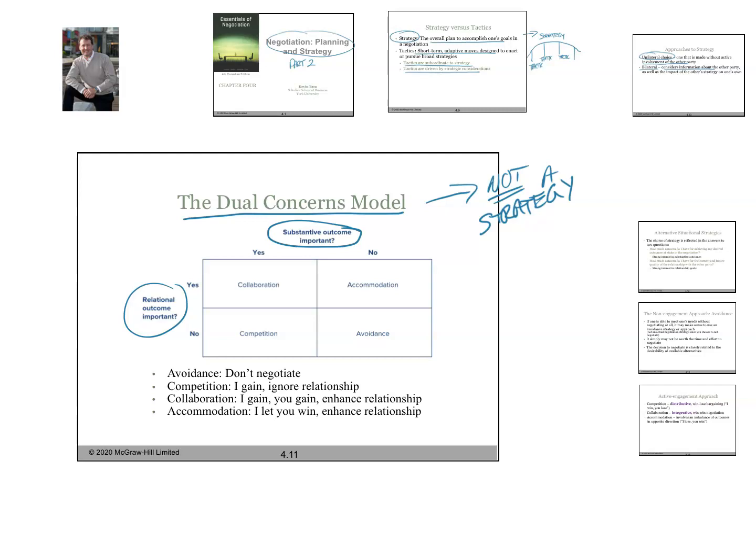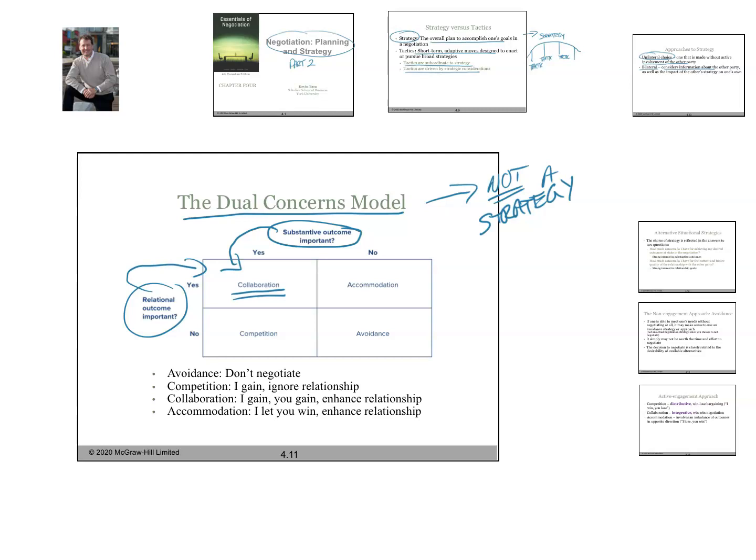So the dual concerns model says, what is that relationship? If you feel the relational outcome is important and the substantive outcome is equally important, you're probably coming at it from the point of view of collaboration. Very important to note here, collaboration from a technical point of view is not what we would label a strategy. It is a category of strategies.